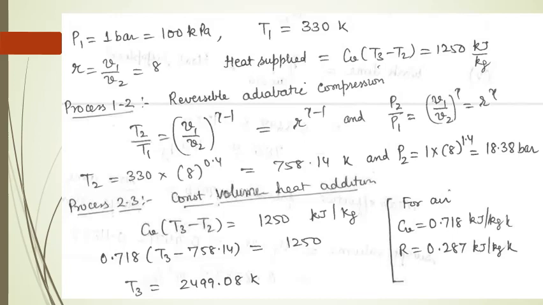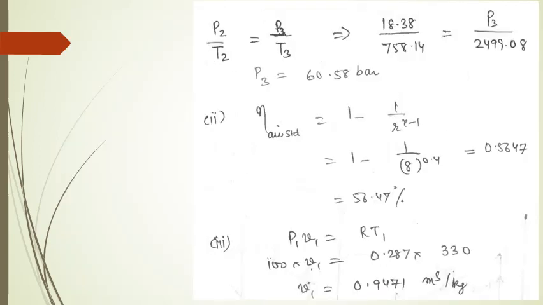Now as the process 2 to 3 is constant volume heat addition, with the help of the expression given, that is CV into T3 minus T2 equal to 1250, we can calculate the value of T3, and that comes out to be 2499.08 Kelvin. Now as the process 2 to 3 is a constant volume process, we can write P2 upon T2 equals P3 upon T3. With this we get the value of P3, that comes out to be 60.58 bar.